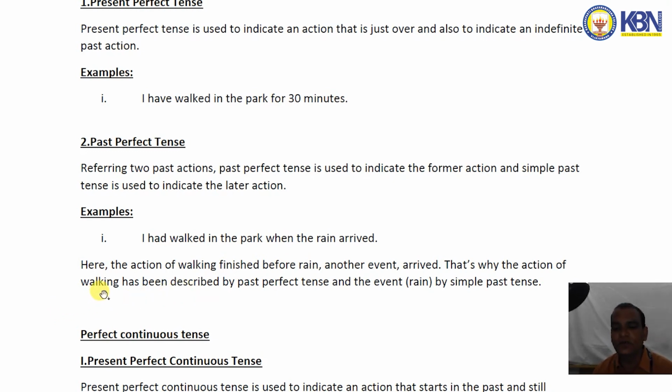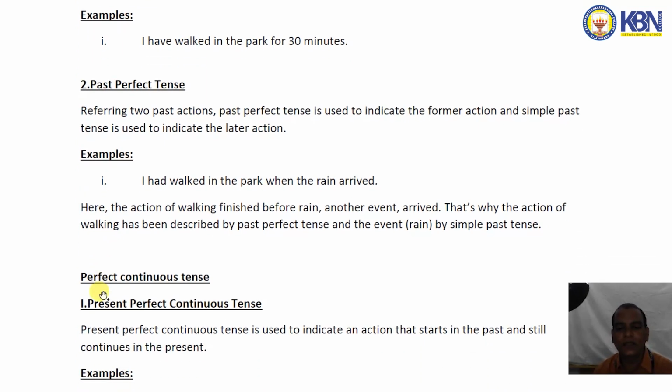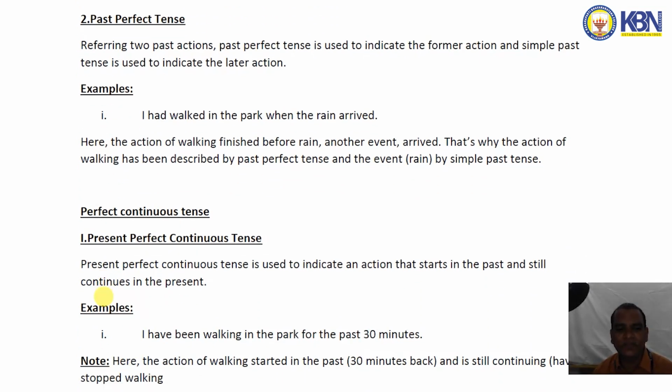Then I hope that you must have understood this part. Then what is the next tense? The next tense is perfect continuous tense. So here is a very important tense to express our action that started in the past and is still continuing on. So these types of sentences are especially expressed with this tense, that is called present perfect continuous tense. Present perfect continuous tense is used to indicate an action that starts in the past and still continues in the present.